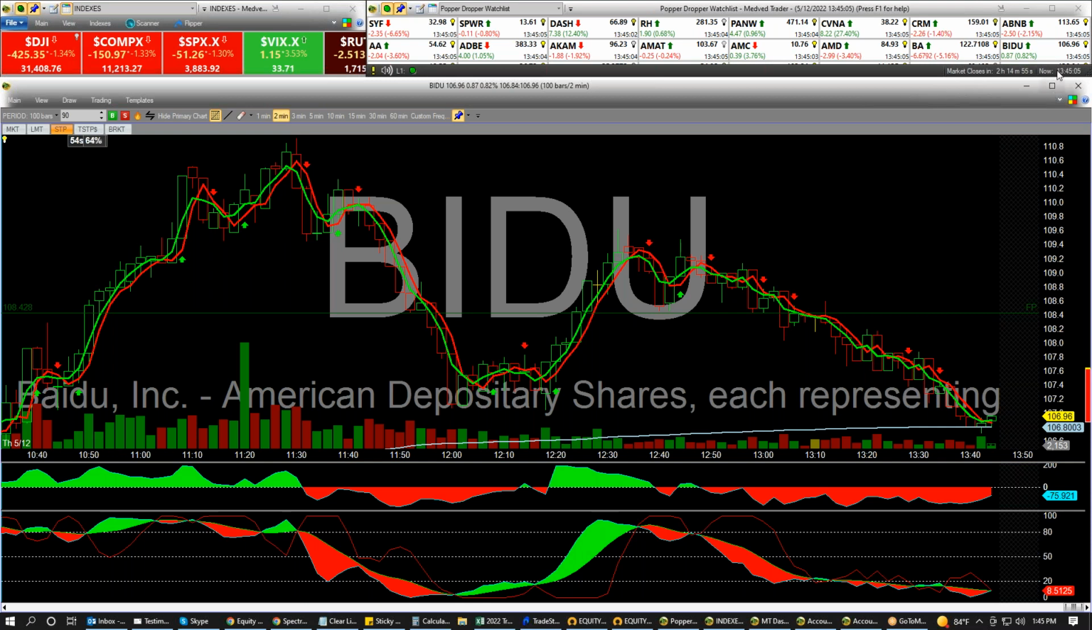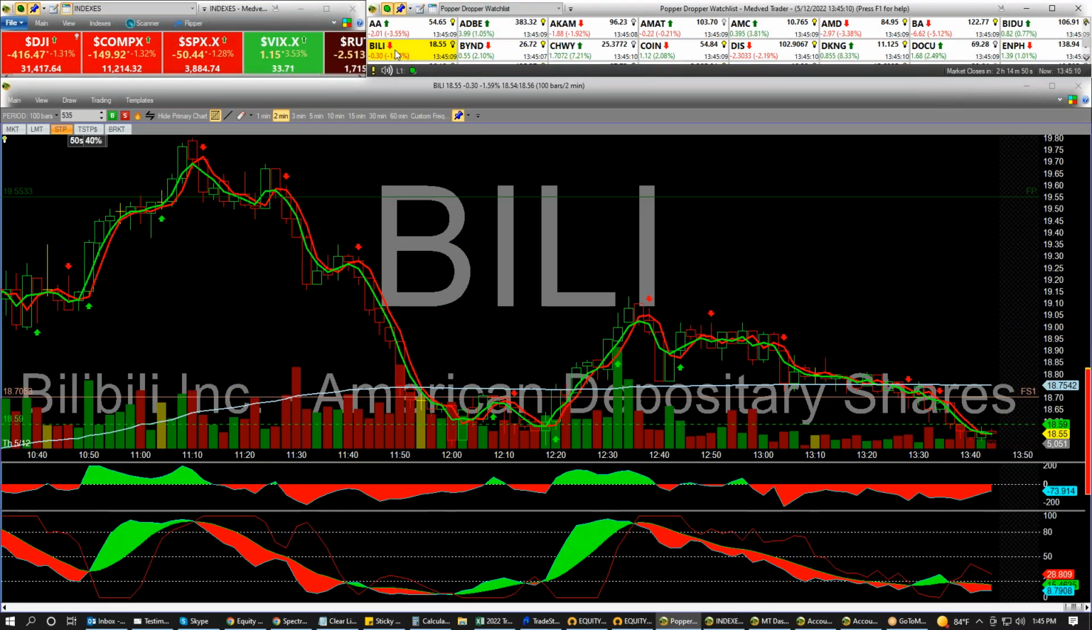So you don't necessarily have to use the 1 minute; you could use the 2 minute. It probably will be less volatile, but you might miss some of that initial move. Again, I prefer the 1 minute.